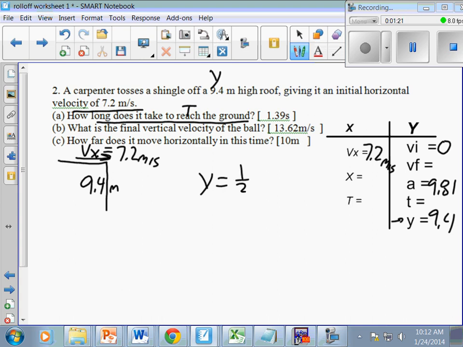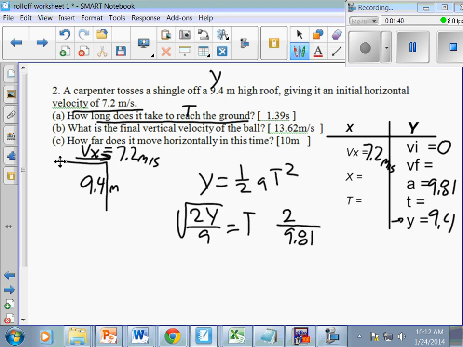Y equals 1/2 at squared, rearranged as the square root of 2y over a equals t, which is the square root of 2 times 9.4 over 9.81. And that comes out to 1.4. And that's what my answer was. I rounded it up from 1.39. So that works out.